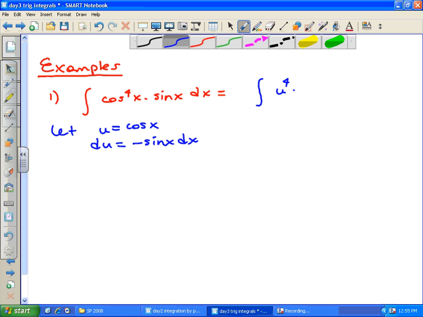And how about sine x dx? Is it du or negative du? Because negative sine x dx is du, right? But I need to replace positive sine x dx with something. So what should I put? So it should be negative du. In other words, if you solve this equation for sine x dx, what would you get? Negative du, right? So replacing sine x dx, we should put a negative du.